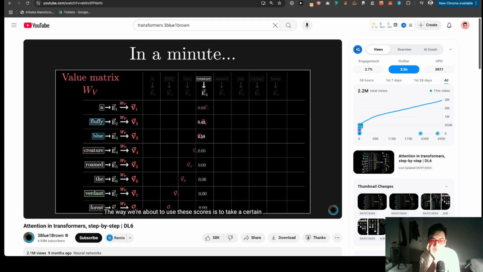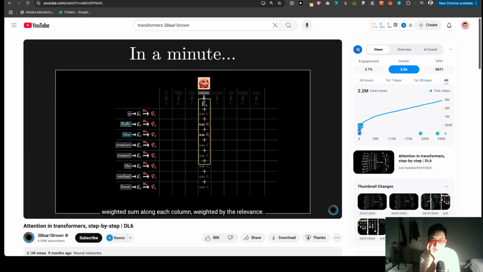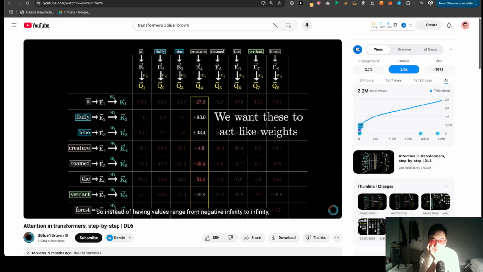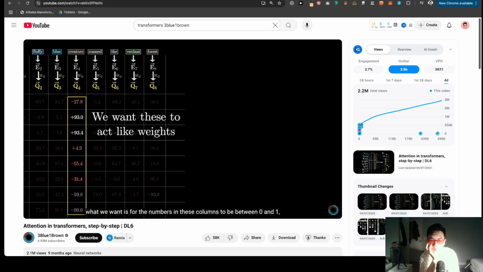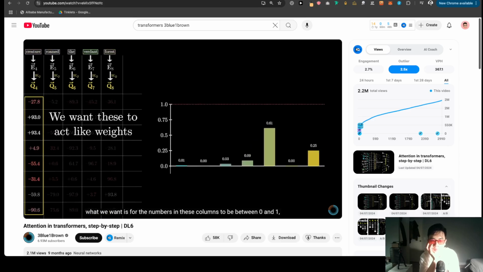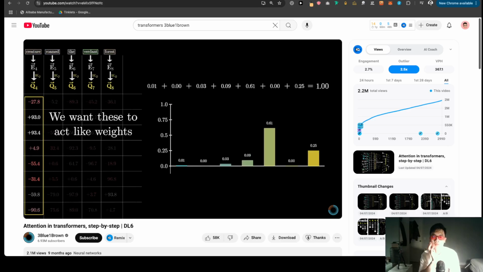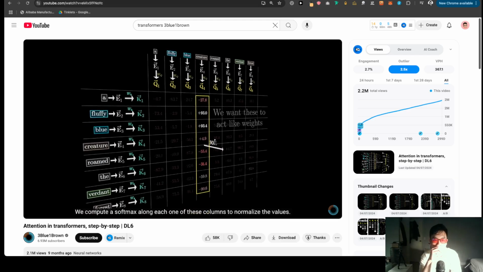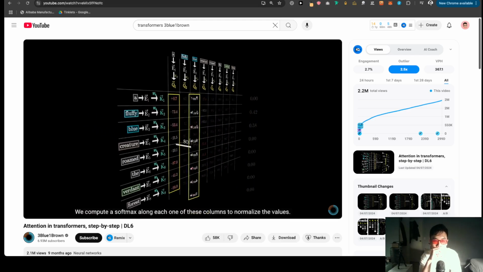The way we're about to use these scores is to take a certain weighted sum along each column, weighted by the relevance. So instead of having values range from negative infinity to infinity, what we want is for the numbers in these columns to be between 0 and 1, and for each column to add up to 1, as if they were a probability distribution. If you're coming in from the last chapter, you know what we need to do then. We compute a softmax along each one of these columns to normalize the values.